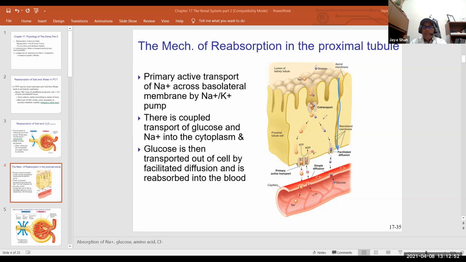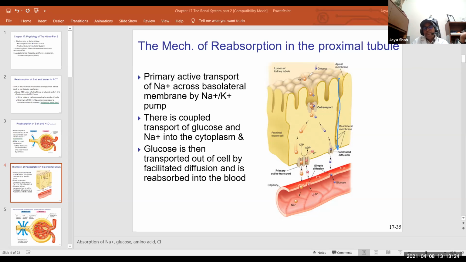Glucose then, by facilitated diffusion, because glucose concentration is also high, comes outside through the channel into the interstitium and then into the blood vessel. So from the kidney, if there is glucose, do you remember? If you have glucose up to 70 to 100 milligram per deciliter in your blood, it will not be filtered. It will come through the efferent artery and go to efferent.